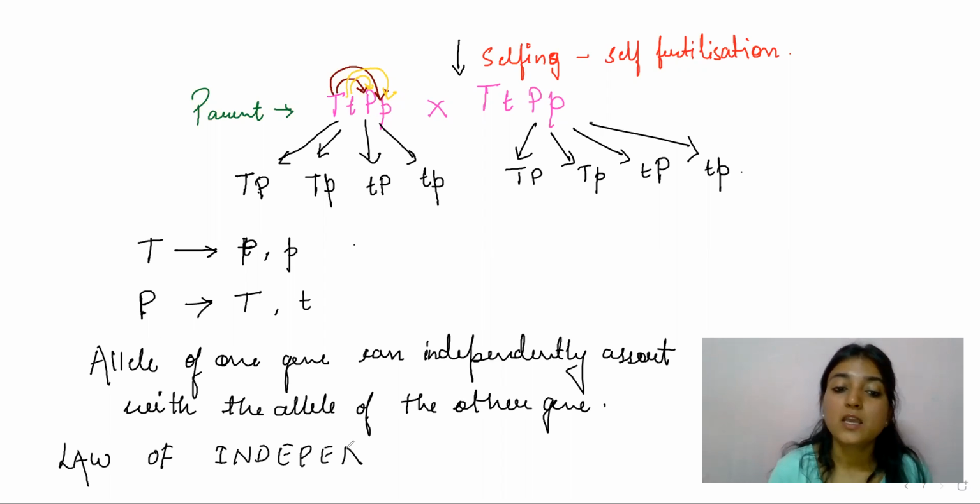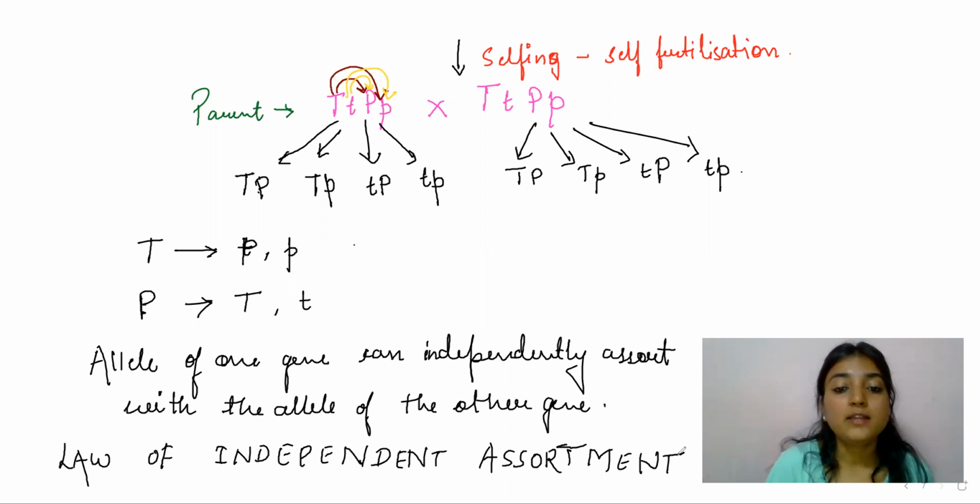Okay, because here it is independently assorting. Here the allele of one gene is independently assorting with the allele of the other gene.